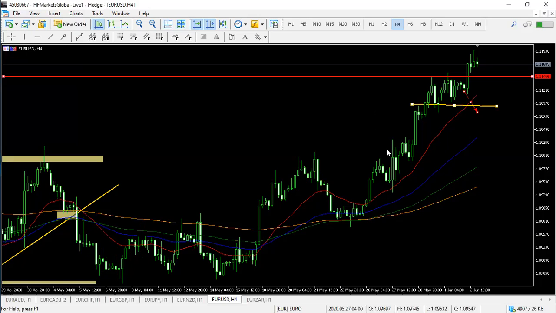Okay, so we have 10 minutes. Break even, we said, is where you move your stop loss to your entry point, okay? Or you manage your trades with your stop loss, okay?